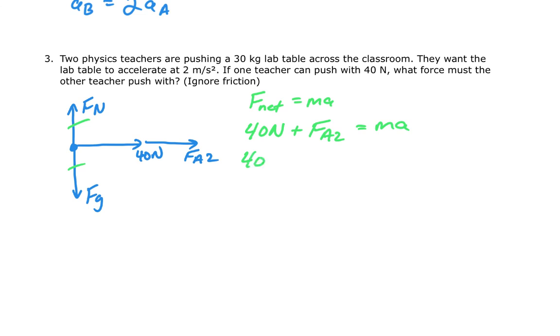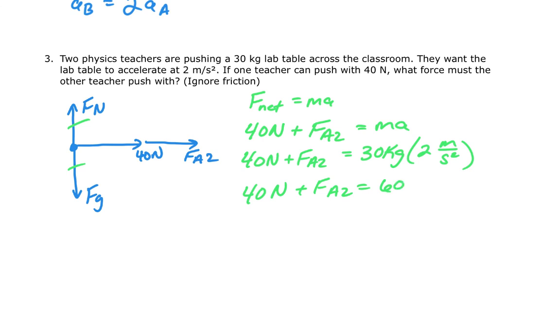So I'm going to write it again. 40 newtons plus, I don't know what the second applied force is, has to equal the mass of the object, which is 30 kilograms, times the acceleration. And I know what I want the acceleration to be, so I can go ahead and plug that in. Now, this has just become an arithmetic problem. So I can simplify this. 2 times 30, we've got 60 kilogram meters per second squared, which is a newton. So I can subtract that 40 newtons from each side. And I can see that the second teacher has to apply a force of 20 newtons in order to get this object to accelerate at 2 meters per second squared.